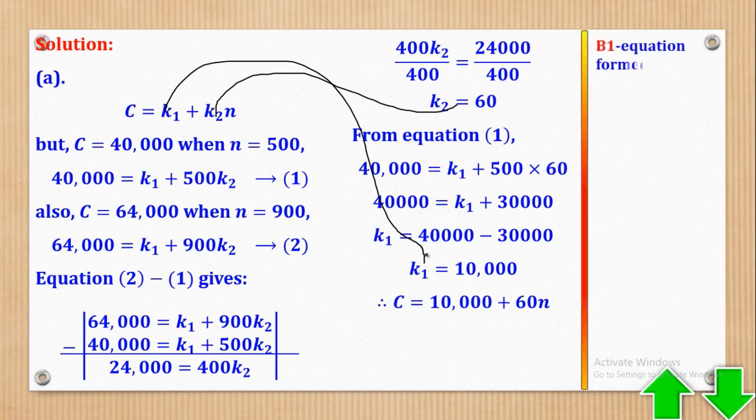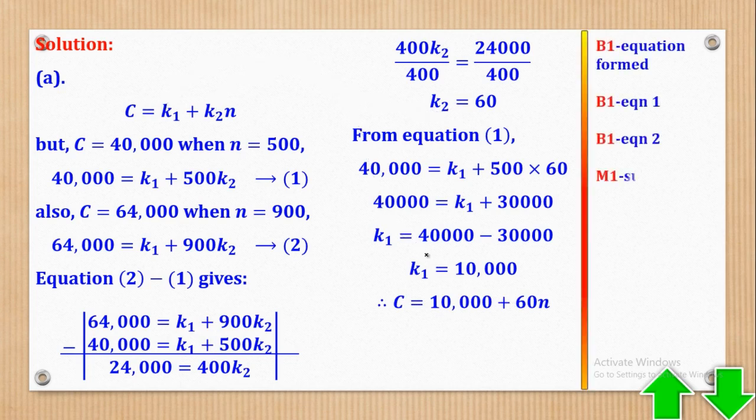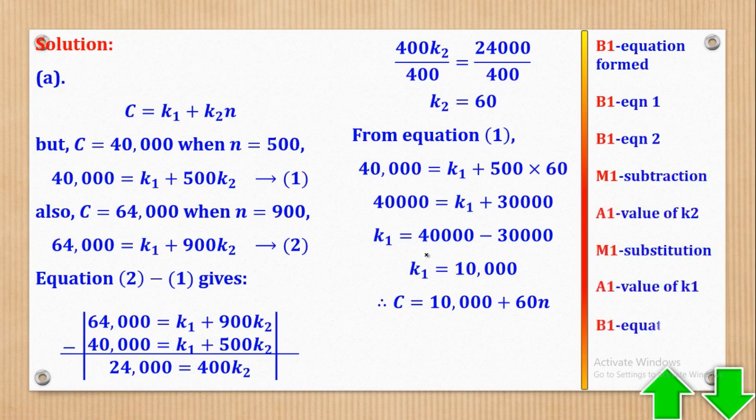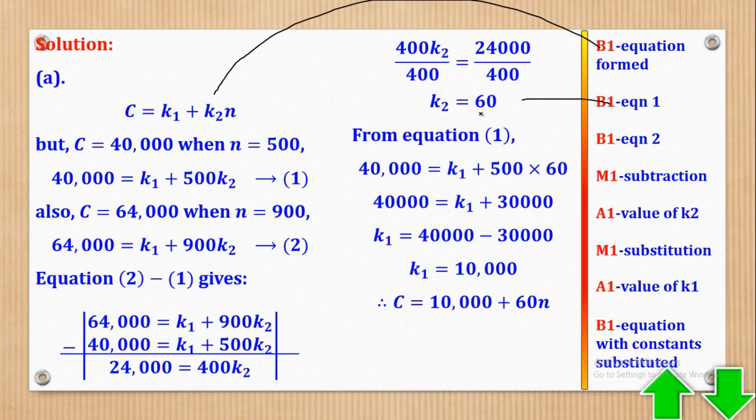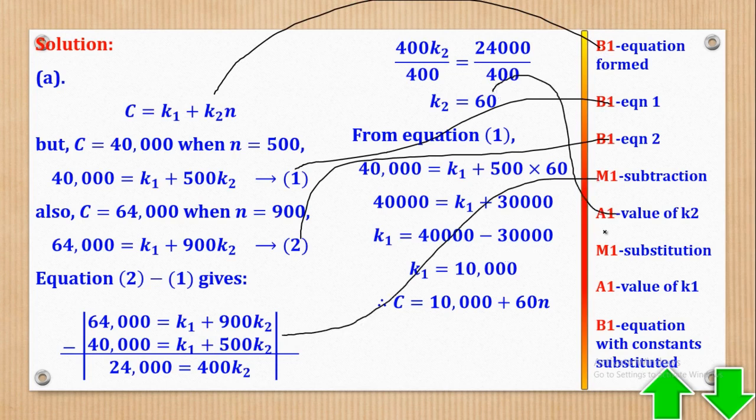So basically that's what they wanted, and now let's see how much can be awarded for this part. B1 for the equation formed, another B1 for equation 1, and B1 for equation 2, M1 for subtraction, A1 for the value of K2, M1 for substitution, A1 for the value of K1, and B1 for equation with constants substituted.